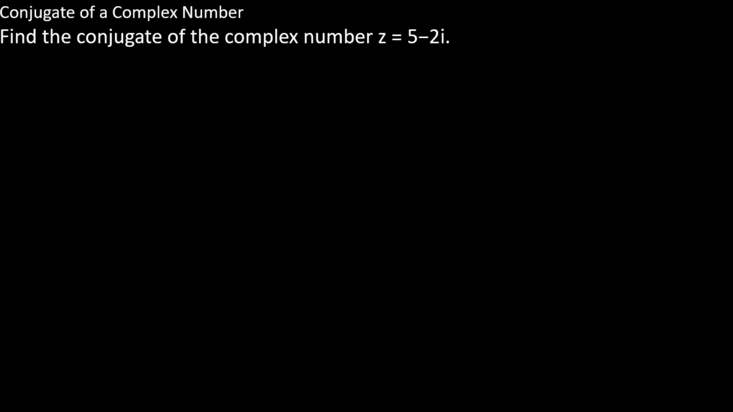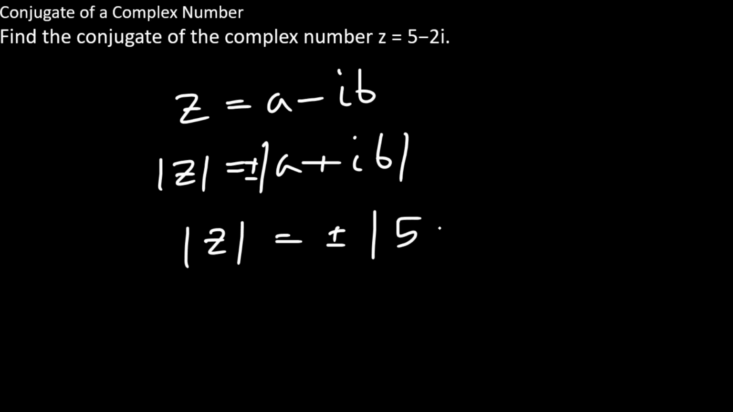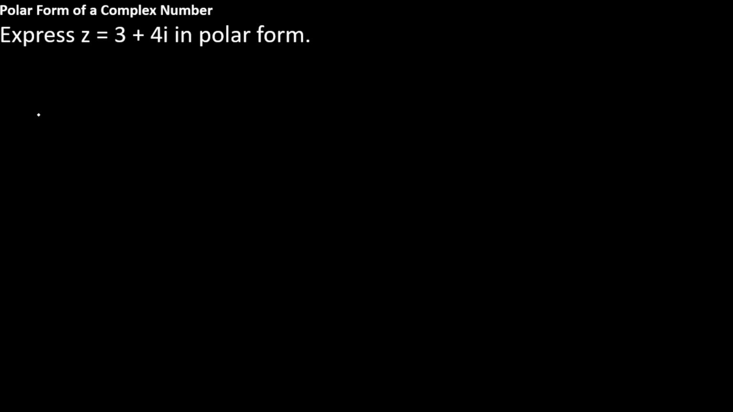Now come to another problem: find the conjugate of the complex number z equals a minus ib. So a minus ib equals the conjugate of z equals a plus ib. Here also we can take plus or minus. So here also the conjugate of z equals 5, plus or minus modulus of 5 plus 2i. This is the answer.